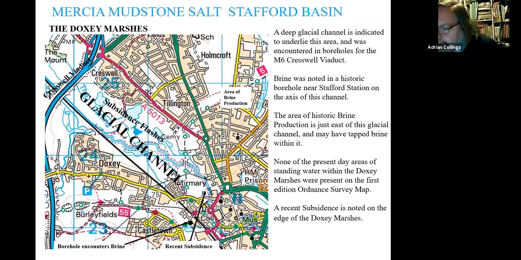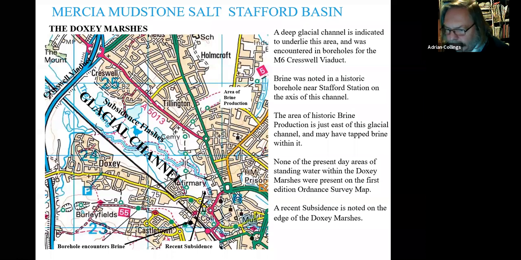A deep glacial channel is indicated to underlie this area and was encountered in boreholes for the M6 Cresswell Viaduct. Brine was also noted in a historical borehole near Stafford Station on the axis of this channel. The area of historic brine production is just east of this glacial channel and may have tapped brine within it. None of the present-day areas of standing water within the Doxey Marshes were present on the first edition Ordnance Survey map. And this is the interesting bit.